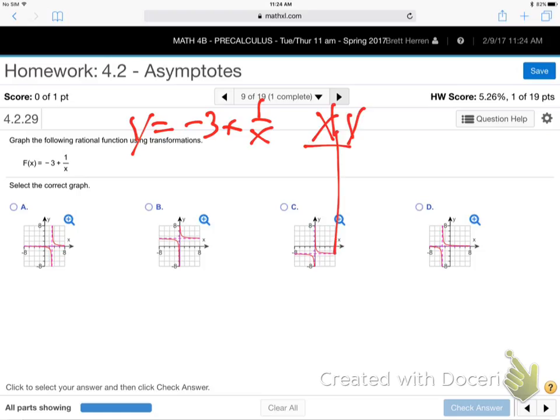Oh, and by the way, what basic look do you always have in your mind? It's one of our basic 6, right? What's the basic look of this kind of graph?